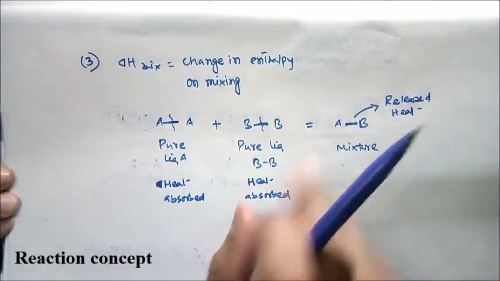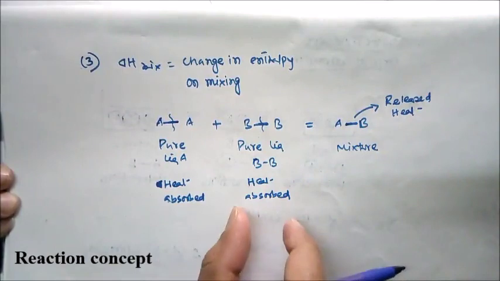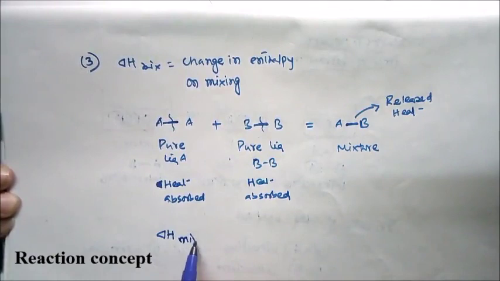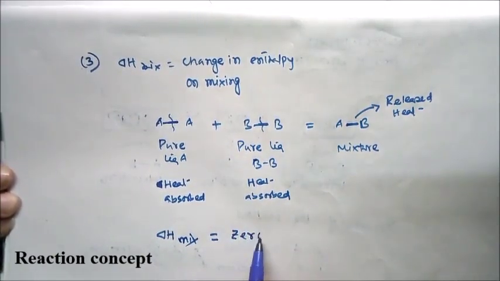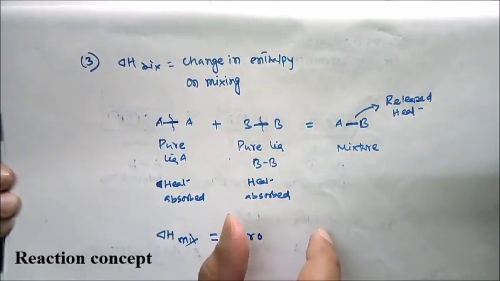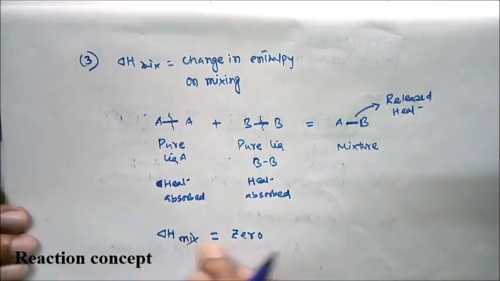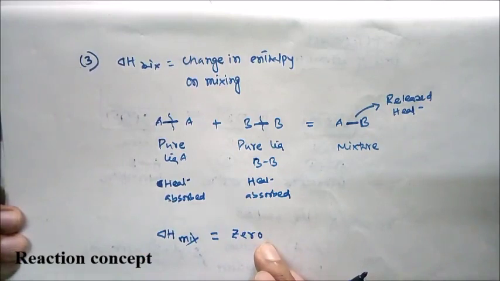Since these interactions are equal, the heat absorbed should be equal to the heat released. Therefore del H mix, the change in enthalpy on mixing, would be 0, because the heat released is equal to the heat absorbed in this process.